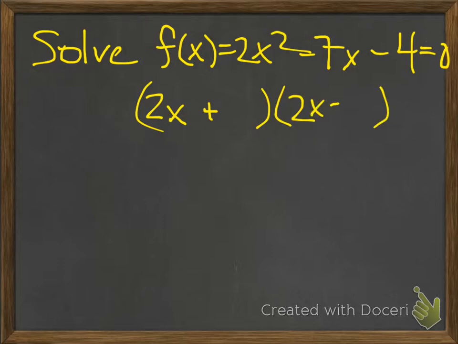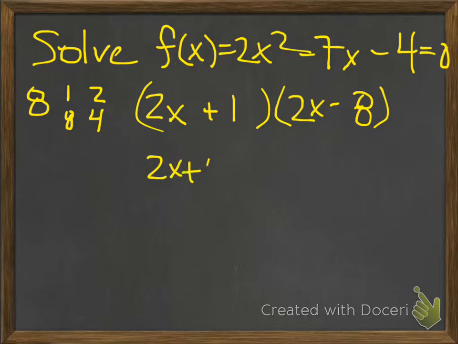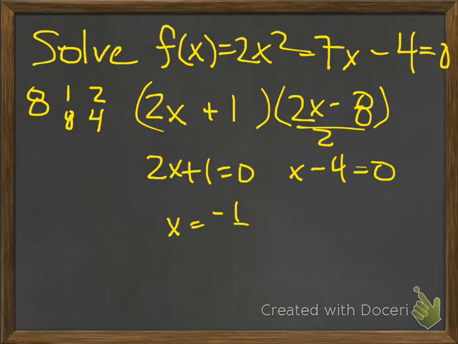Okay, and then from there, what do you need to do? Multiply 4 and 2 and get 8, and then 1. Should it be 1 minus 8 or 8 minus 1? 1 minus 8. Obviously, you can see the 2x minus 8 has that extra 2, so I divide that out, set them equal to 0, and solve. I should get negative 1/2 and positive 4.